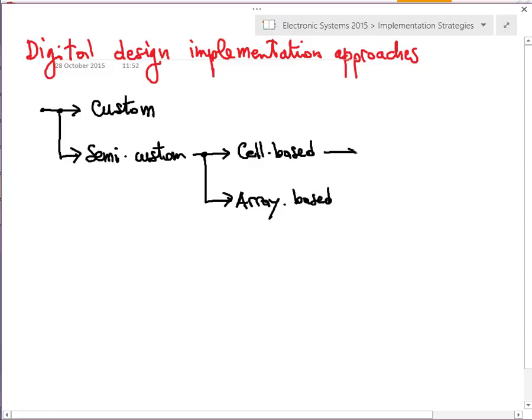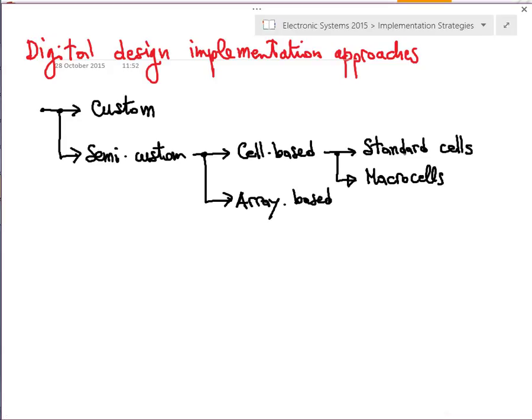Actually, for the cell-based design, there are two different sub-options, which are standard cell design and the other option is to use macro cells. So in both cases we have pre-made cells which already perform some logical functions that we use to build a design. If you make a software analogy, it is basically essentially to write a script, to use a library of functions already available.